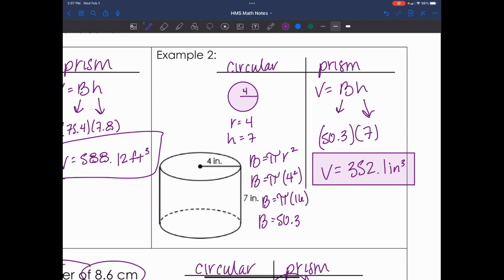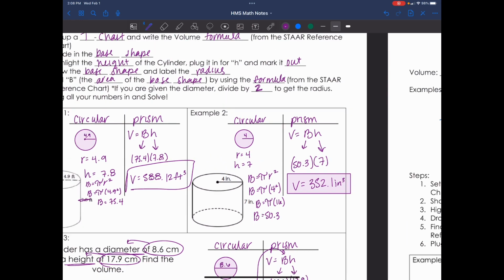All right, cool. I hope you guys were able to get 352.1 inches cubed. If you didn't, look at my work, see what's different than yours. I'm going to say the first thing I noticed was that they gave us the radius and the height, so I didn't have to cut anything in half. Just plugged everything in. Boom, shakalaka. There you go. I feel like that's easy peasy.